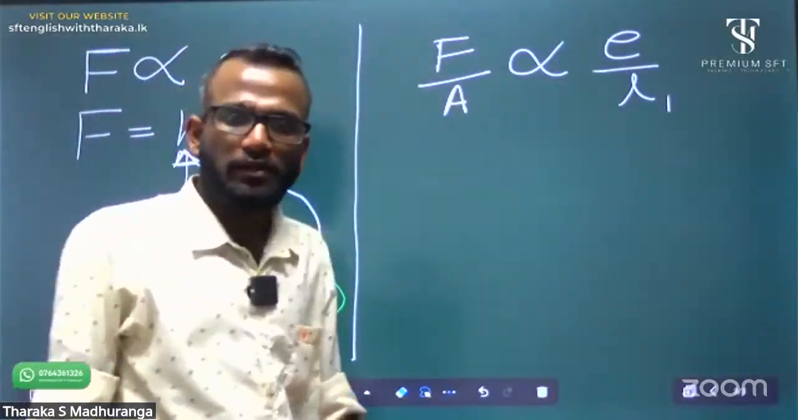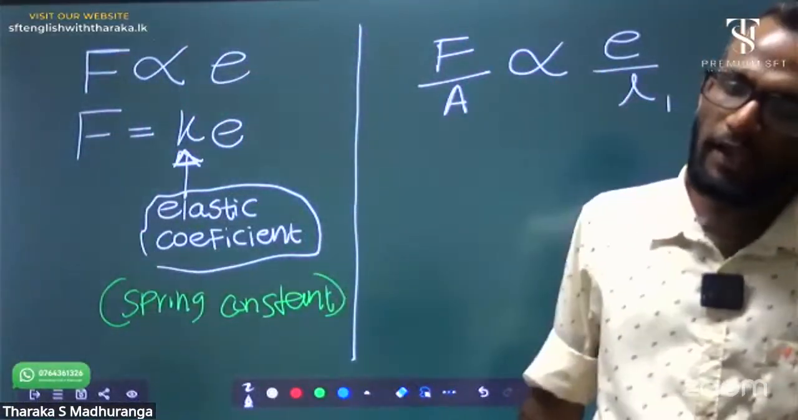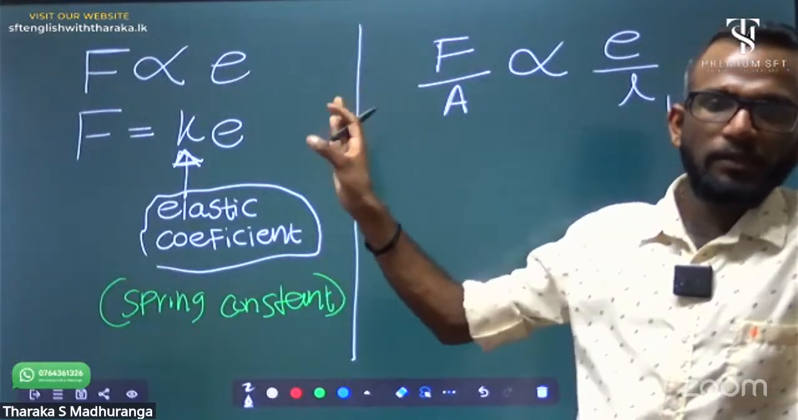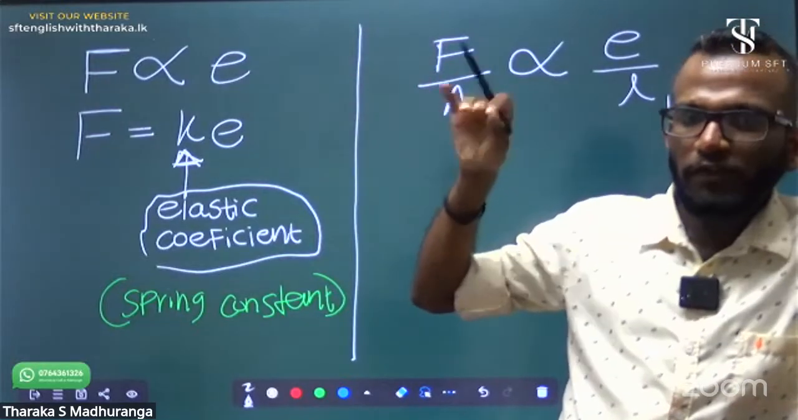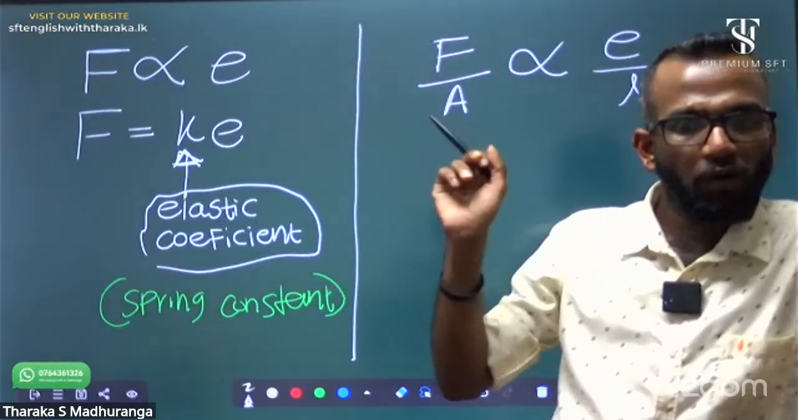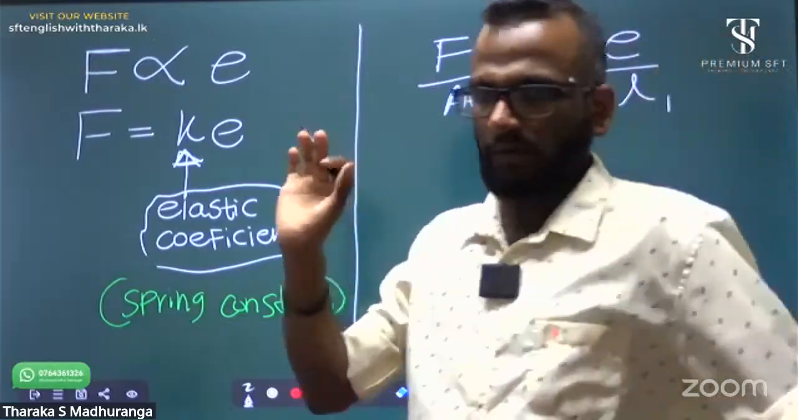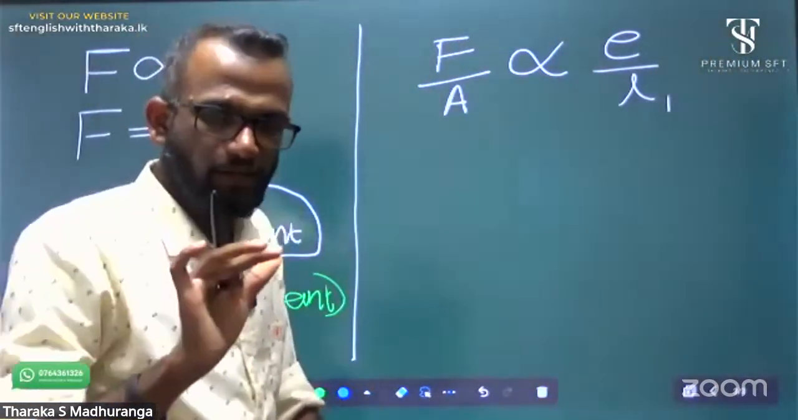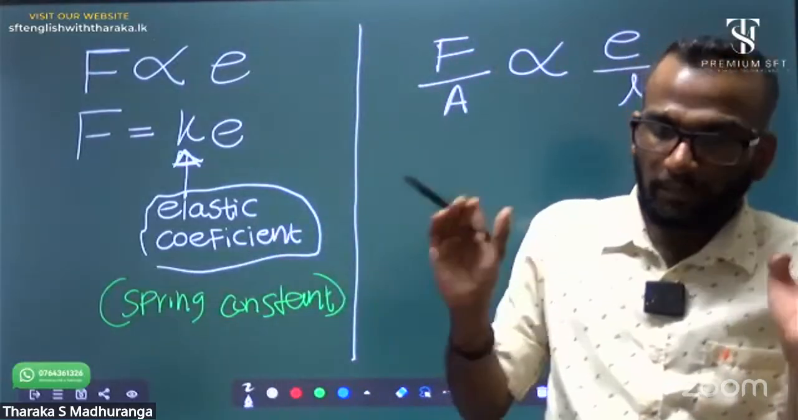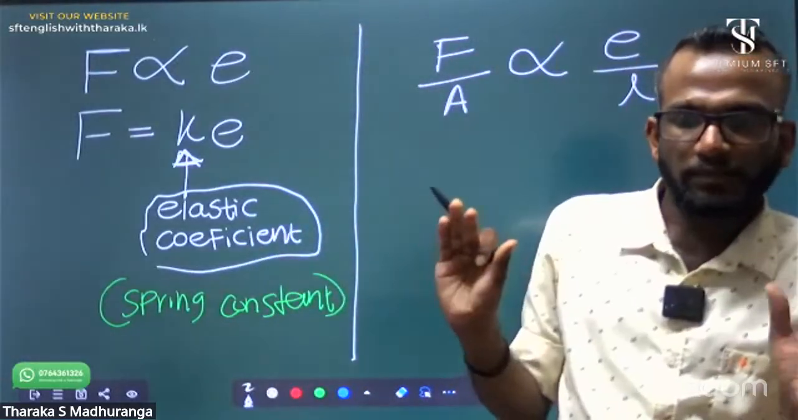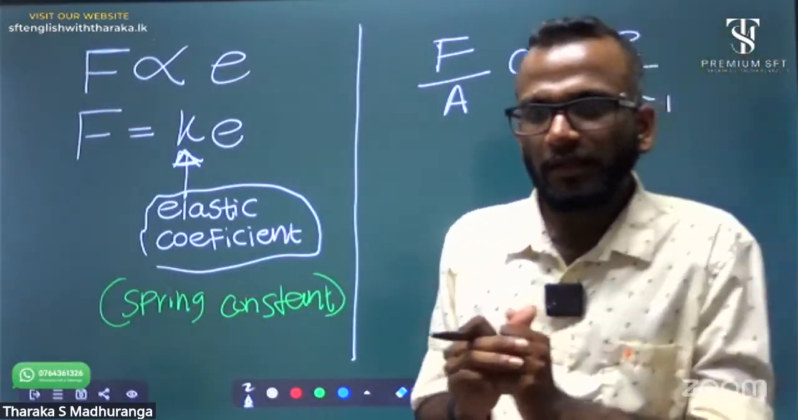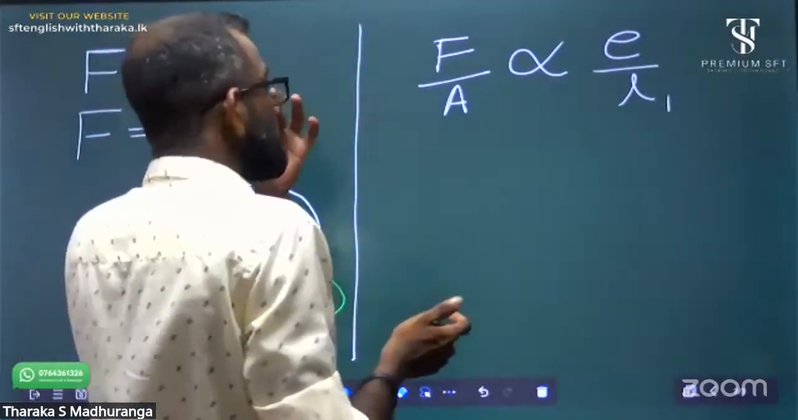F over A means what? Stress. Stress is directly proportional to e over L1, which is strain. This is not the full lesson. I am explaining in a very short way, the shortest way I can. But I explained all the equations.